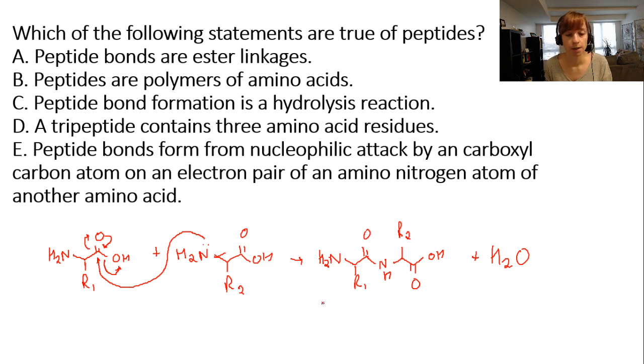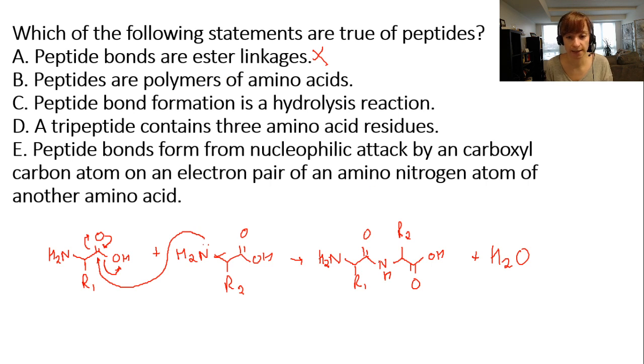Okay, so going back to the question, which statements are true? Peptide bonds are ester linkages? Well, no, because we just formed an amide bond. If it was an ester linkage, this NH would be an oxygen. So this is not true.